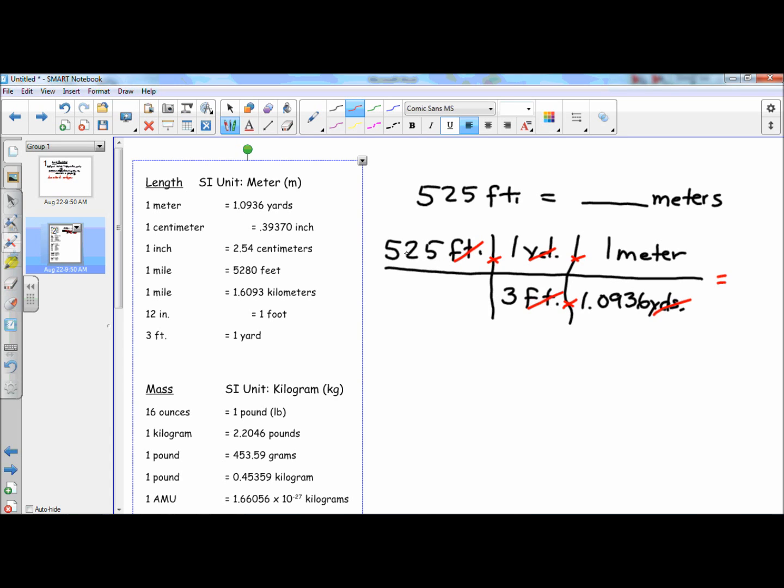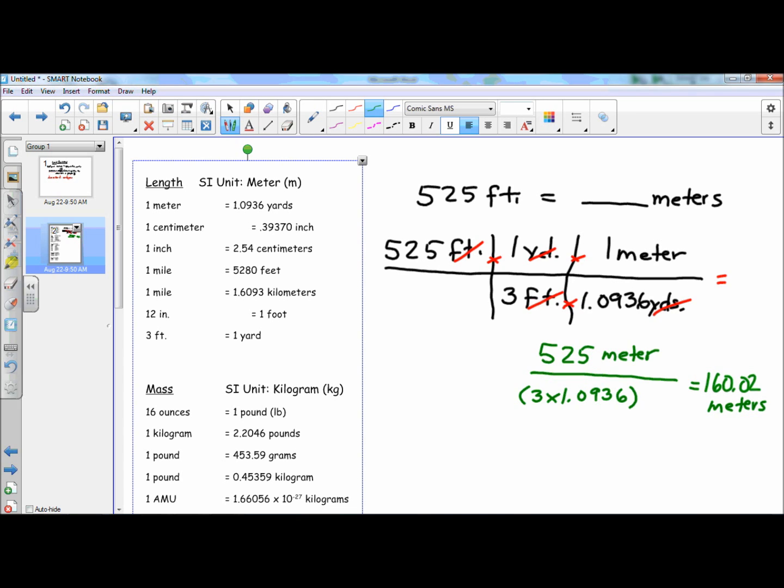Okay, so we're going to multiply across the top, so that's 525 times 1 times 1. So that is 525, and the meter is still there. Over the bottom, the boxes are 3 times 1.0936. Okay, there's no units left on the bottom. Now all I have to do is input that value into my calculator. So 525 divided by 3 times 1.0936 is 160.02 meters.